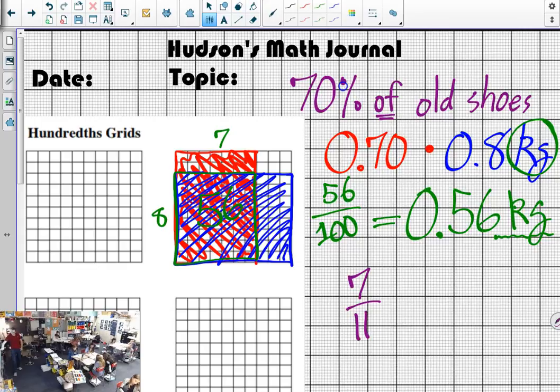7 tenths times 8 tenths equals, straight across the top, straight across the bottom, 56 hundredths.